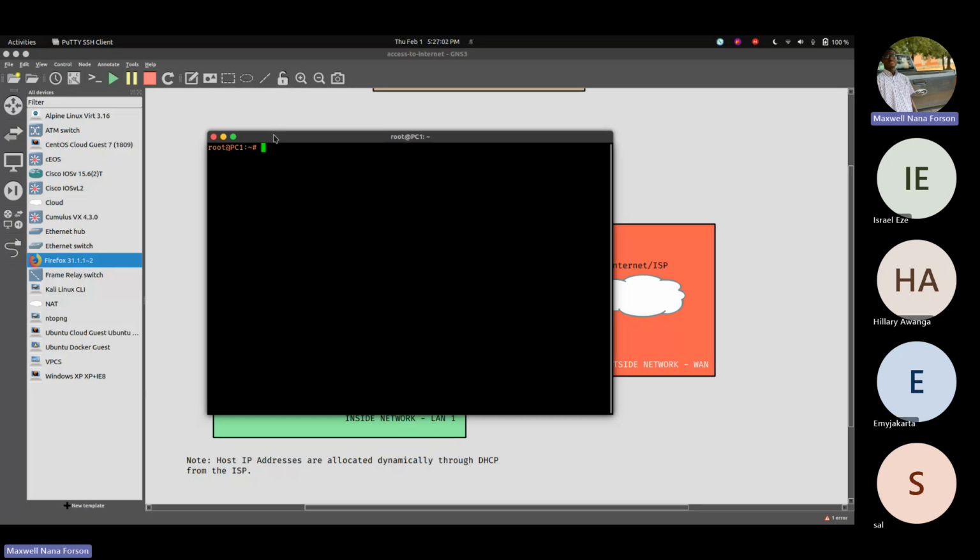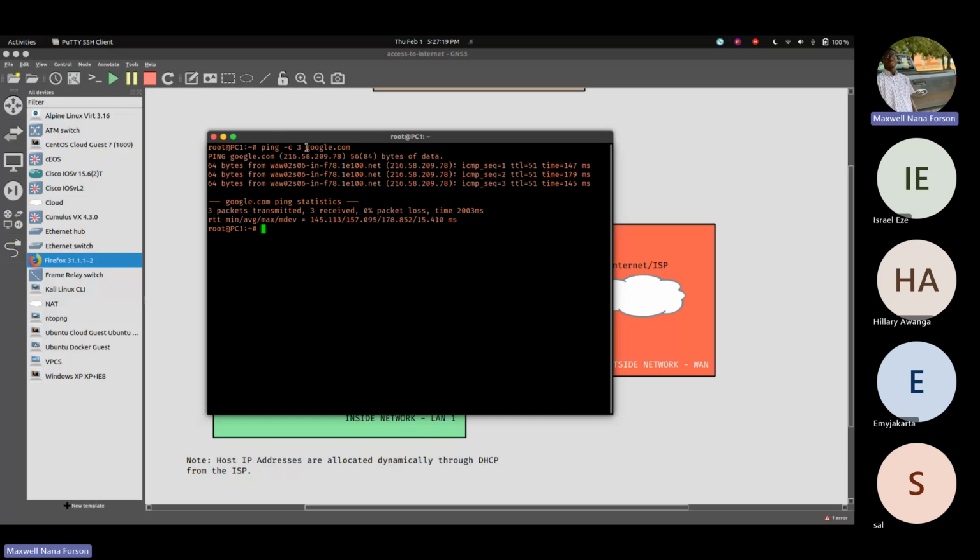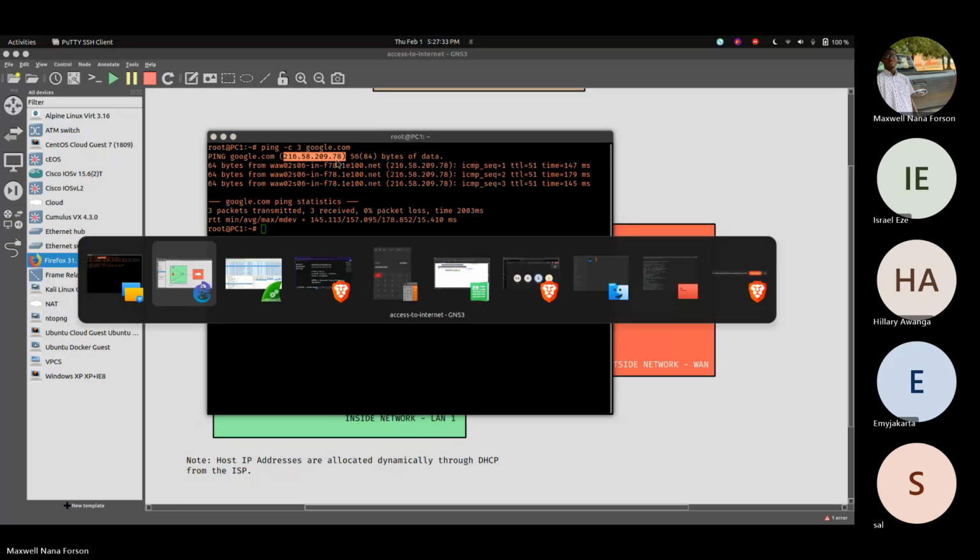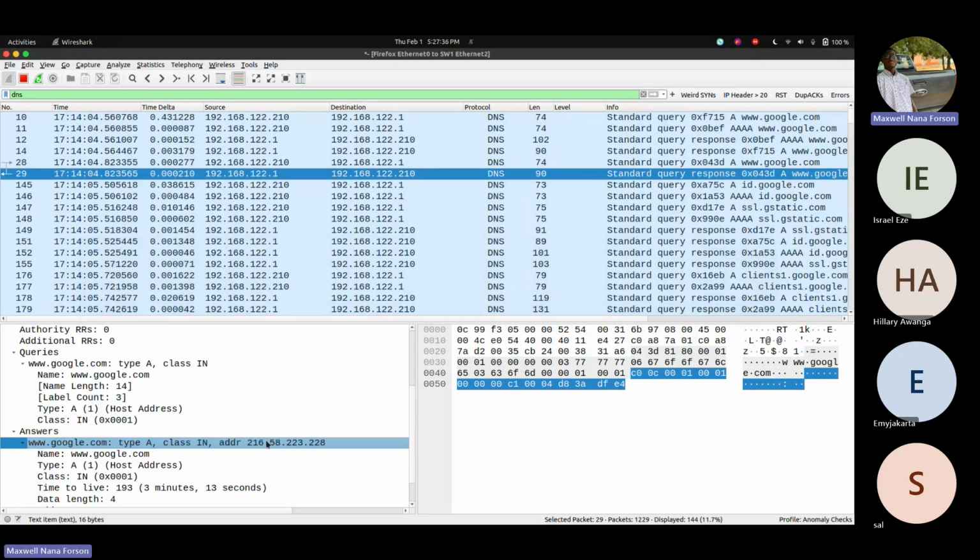Let's say that we are trying to work with Google and something is going wrong. First of all, I'll ping for the first time just to show you that it's working. I'll ping google.com 3 times. All right, so I'm pinging this. You can see that the IP address I have here is somewhat different from what I saw when I did the capture on the other device. Here I'm using 216.58.209.78. And let's check this one. It looks a little bit different.